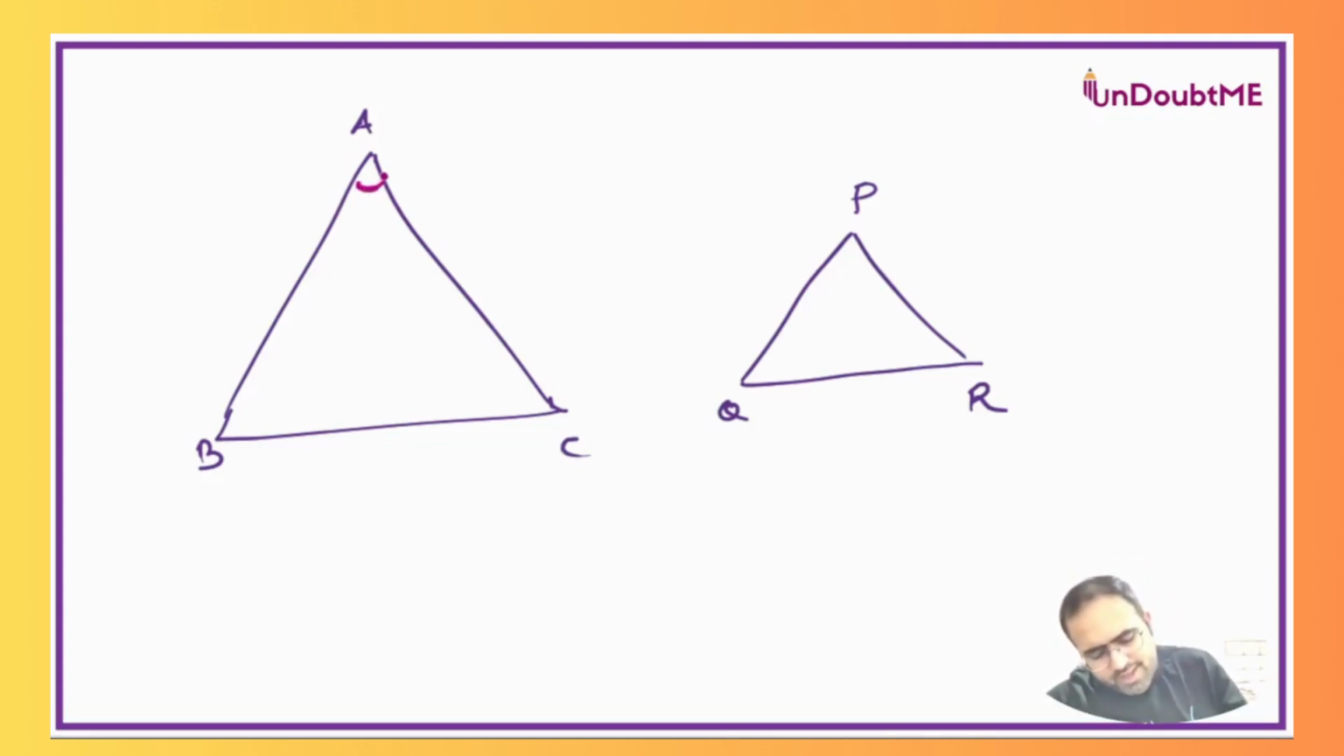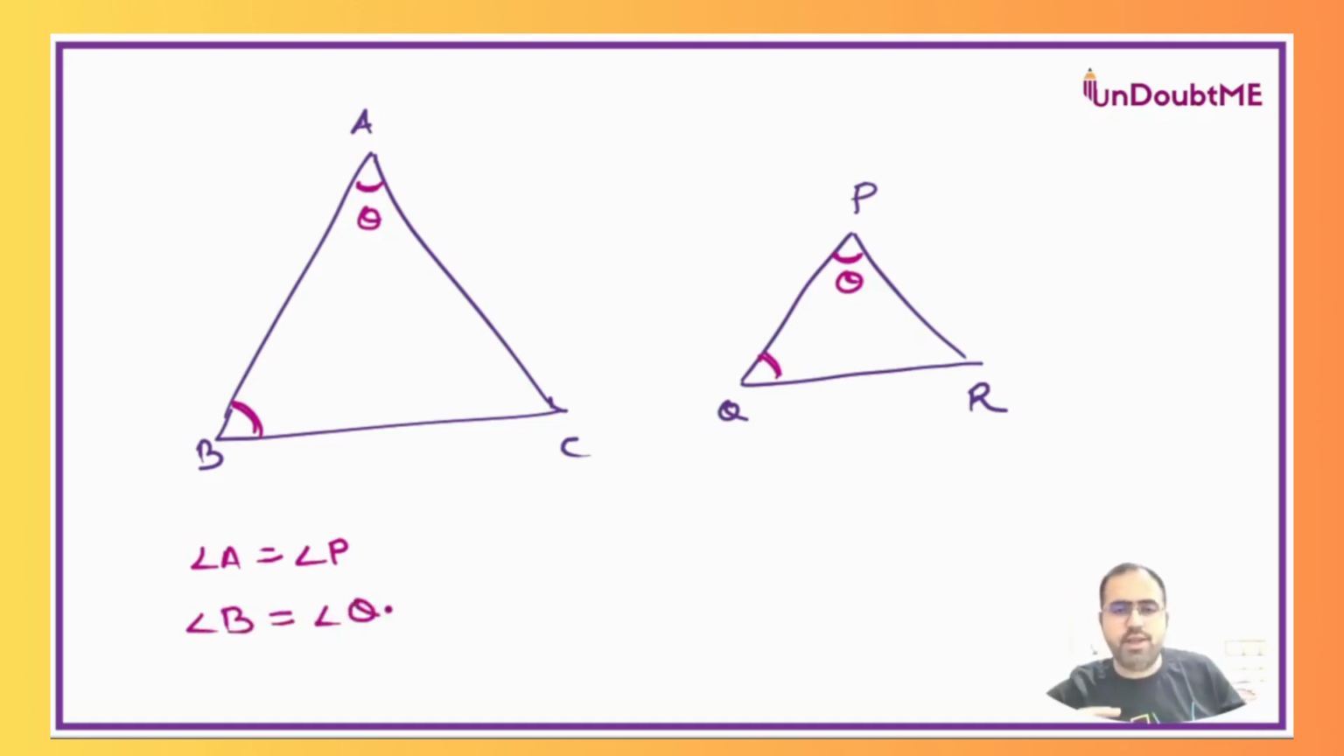If any two corresponding angles, let's say this is theta, this is also theta. So I will write angle A is equal to angle P, and let's say angle B is equal to angle Q. Any two corresponding angles of a triangle, if they are equal, then triangle ABC will be similar to triangle PQR.